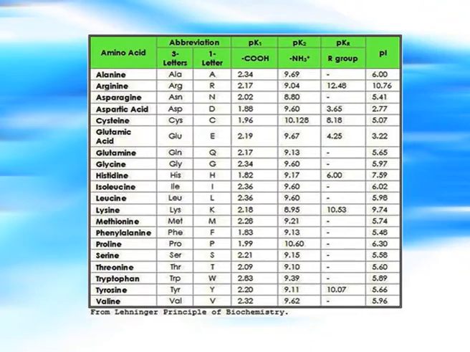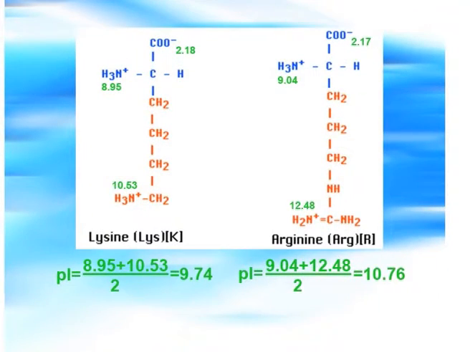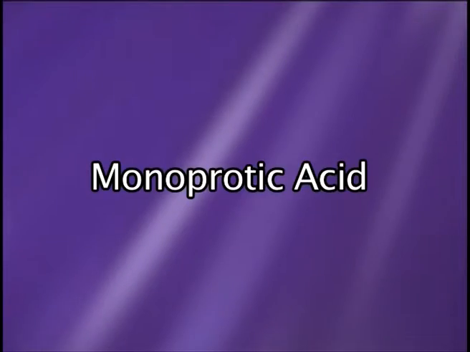Similarly, lysine and arginine are amino acids that carry an extra NH2 group at their side chains. The pI of lysine and arginine is calculated as the mean of the pK values of the amino groups present at the alpha position and at the side chains.